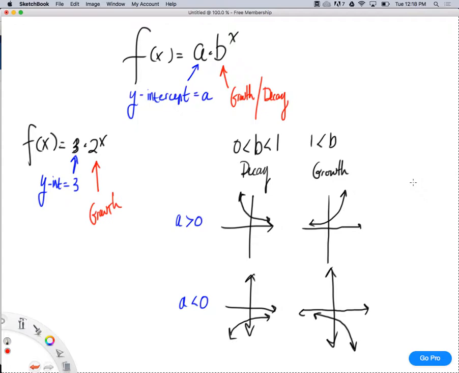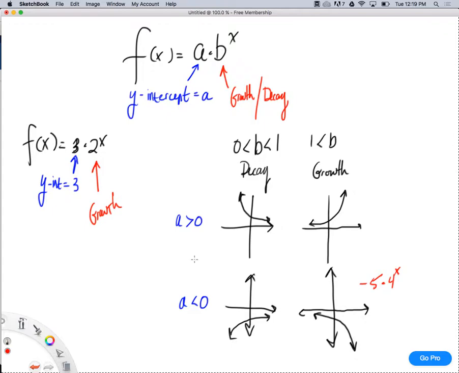Either way, if b is bigger than 1, so if this is 2 or 3 or 5 or 8 or something like that, then it's growing. If a is positive, like in this case, a is positive 3, then it grows more positive. If a is negative, and I'll give you an example of what this would look like, for instance, this could be a function negative 5 to the 4x. Well, it's exponential growth because b is bigger than 1, but a is negative, so it's growing more negative. You see this? A is positive, it grows more positive. A is negative, it grows more negative.